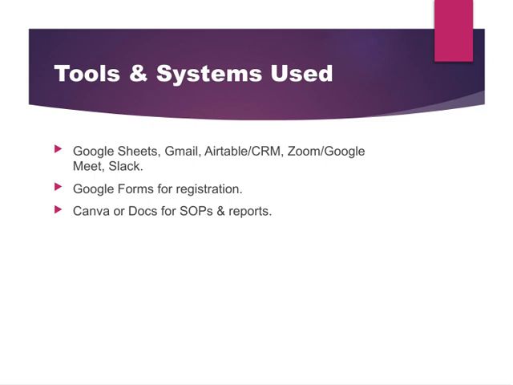They help us stay connected no matter where we are. Communication within the team is streamlined through Slack, which keeps conversations organized and instant. For registration, we use Google Forms, simple, effective, and easy to share with participants. When it comes to creating standard operating procedures and reports, Canva or Google Docs come into play. They allow us to develop clear, professional documents that are easy to update and share. All these tools come together to support our overall goal, ensuring efficient, organized, and seamless operations at every step.